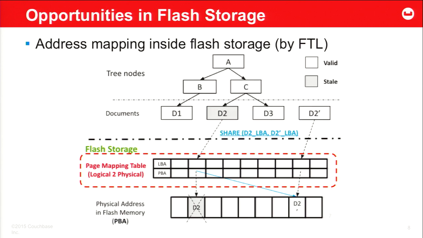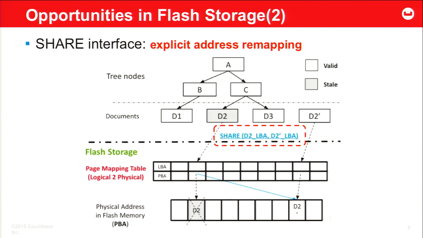So then what is the opportunity provided by flash storage? As I explained, inside flash storage, there is a page mapping table. Because flash storage does not allow in-place update, we need to maintain the mapping between the logical address from the host system and the physical address in the flash storage chips. So we need to maintain an address mapping table. But current modern flash storage tries to mimic the hard disk interface. They only support read and write interfaces. But I think there is an opportunity to solve our problems.